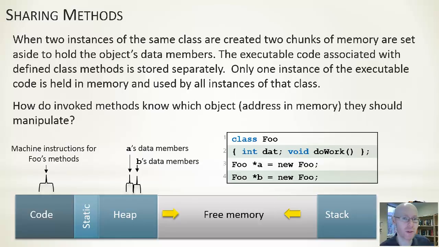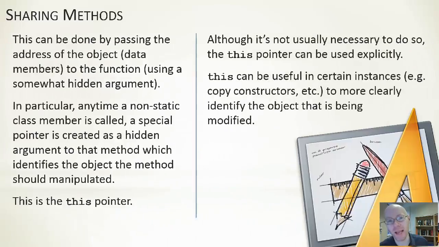How does it know which chunk of memory it should be accessing in terms of the particular data members it is associated with? So this is an issue of how we link code in with the member variables or data variables for that particular instantiation. And that's where this keyword comes into it.